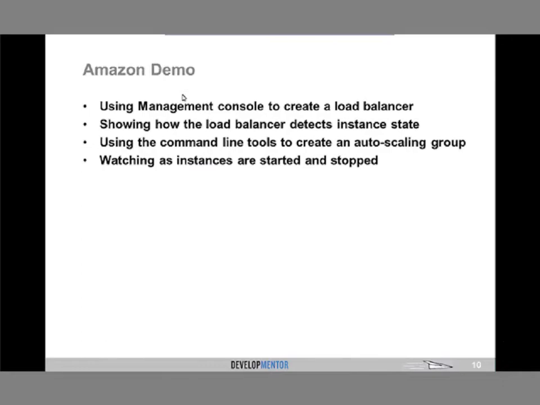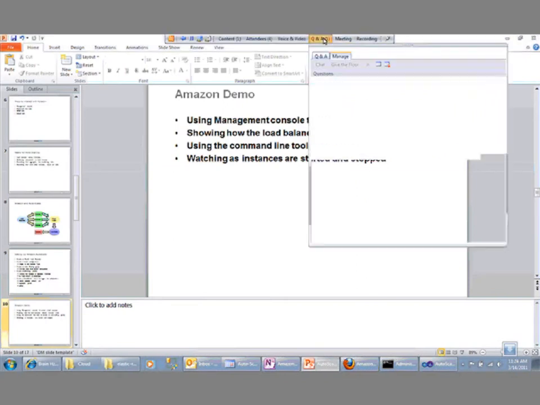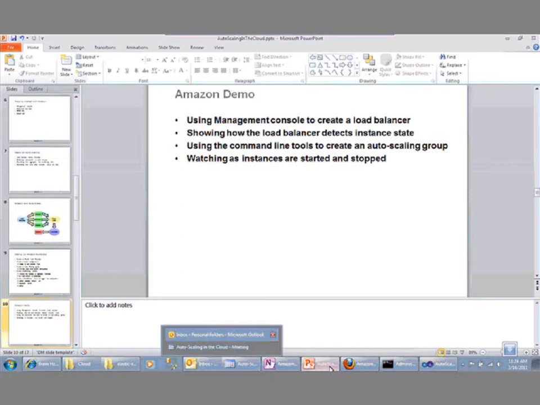So there we have it: use the management console to create a load balancer. Then we're going to show how the load balancer detects instance state. And then I'm going to switch back over and use command line tools to create an auto-scaling group, and we're going to watch as instances are started and stopped. Any questions before I start doing the demo? No? Okay. Well then, let's head over to the console first.